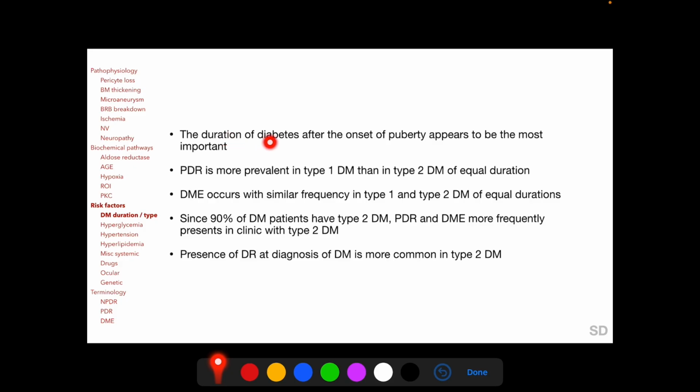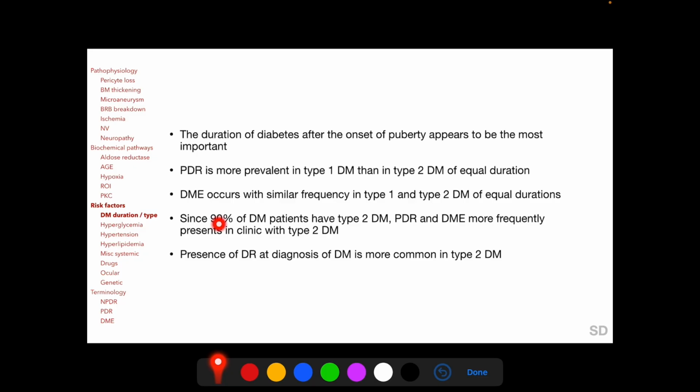And the duration of diabetes after the onset of puberty appears to be the most important risk factor of diabetic retinopathy. As we have seen in WESDR, proliferative diabetic retinopathy is more prevalent in type 1 diabetes mellitus patients as compared to type 2 diabetes mellitus patients of equal duration, but diabetic macular edema occurs with similar frequency in type 1 and type 2 diabetes mellitus of equal durations.